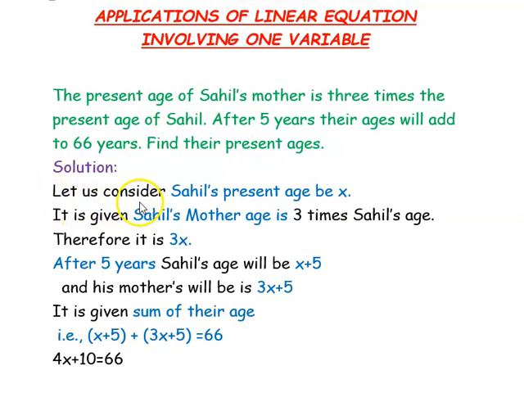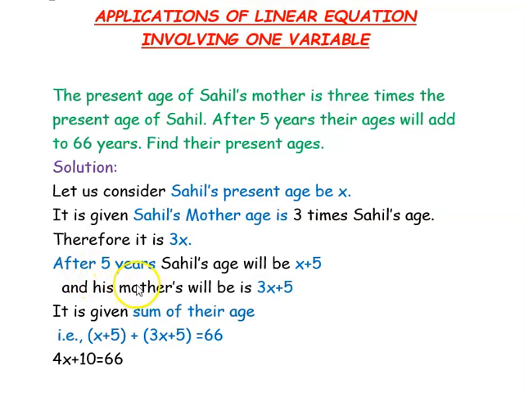Now let us consider Sahil's present age to be x, and it is given that Sahil's mother's age is 3 times Sahil's age. So we have considered x as Sahil's present age, so his mother's will be 3 times x. So this is the present age: x for Sahil and 3x for his mother. Now we'll see what will happen after 5 years.